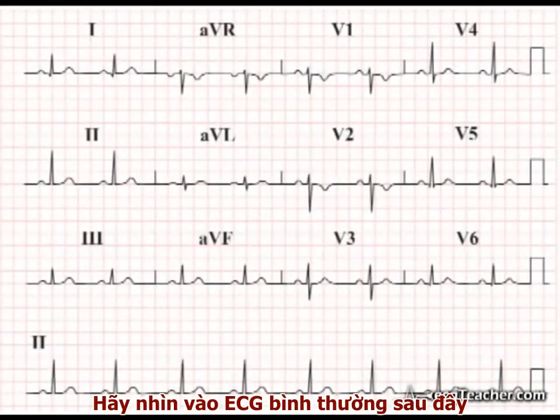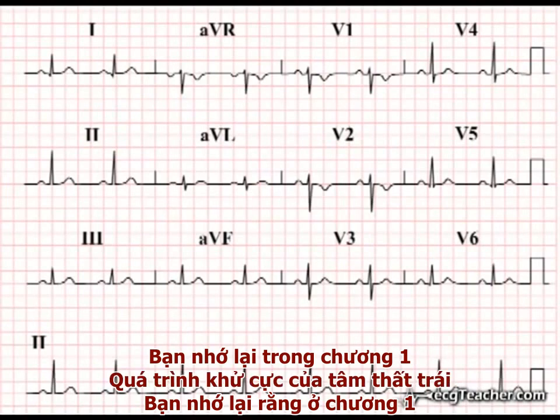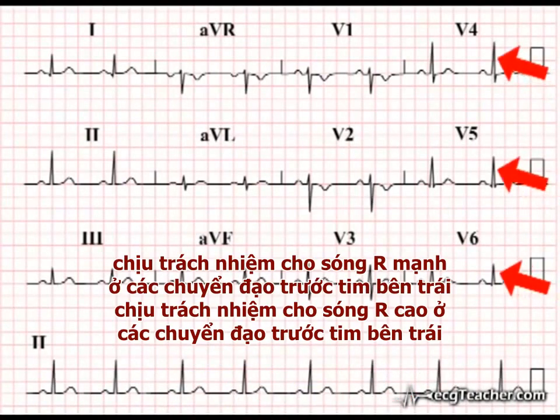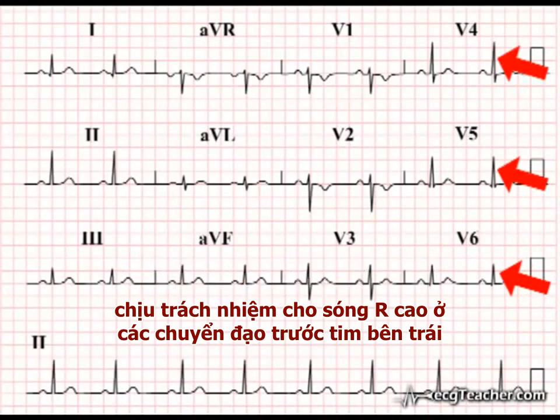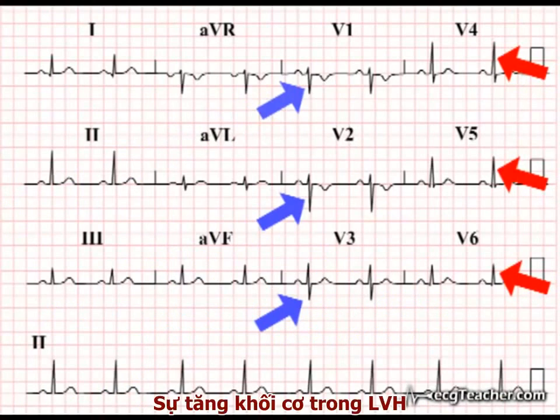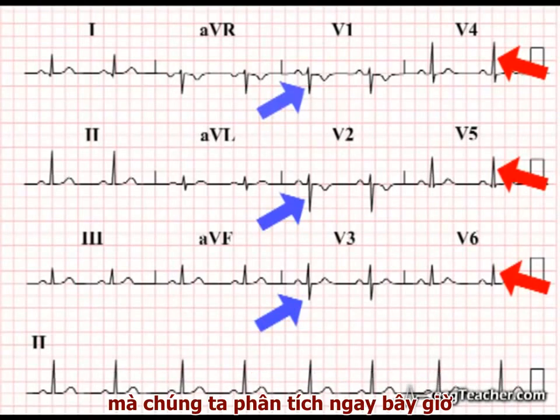Looking at this normal ECG, you will remember from section 1 that left ventricular depolarization is responsible for the prominent R waves in the left-sided chest leads and the S waves of the right-sided chest leads. The increased muscle mass associated with LVH produces predictable changes in these deflections, which we will now analyze.